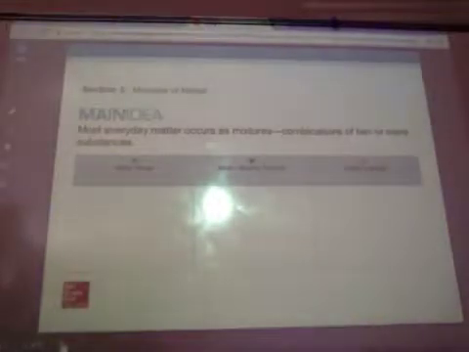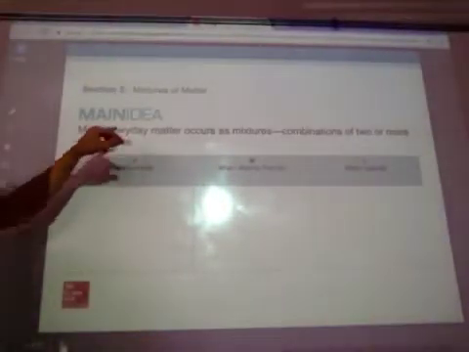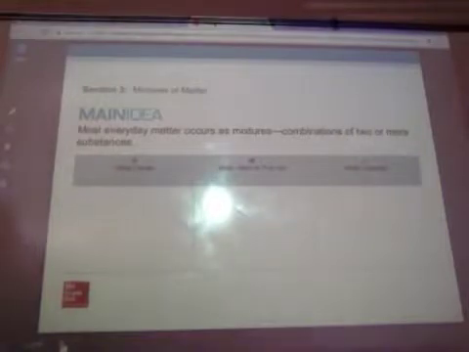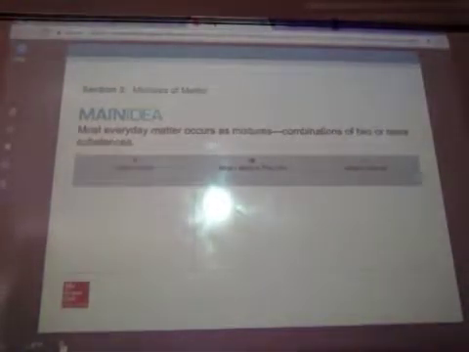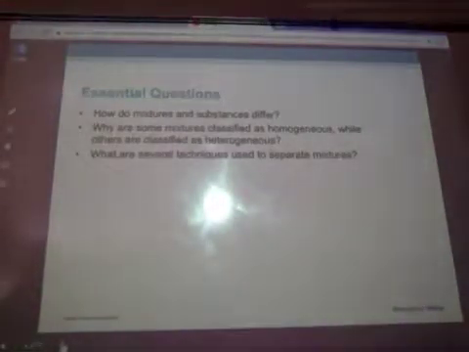So starting with section 3, we're going to be talking about mixtures. And a mixture is a combination of two or more substances not chemically combined. It's a physical mixture of substances. So that's the main topic for today.